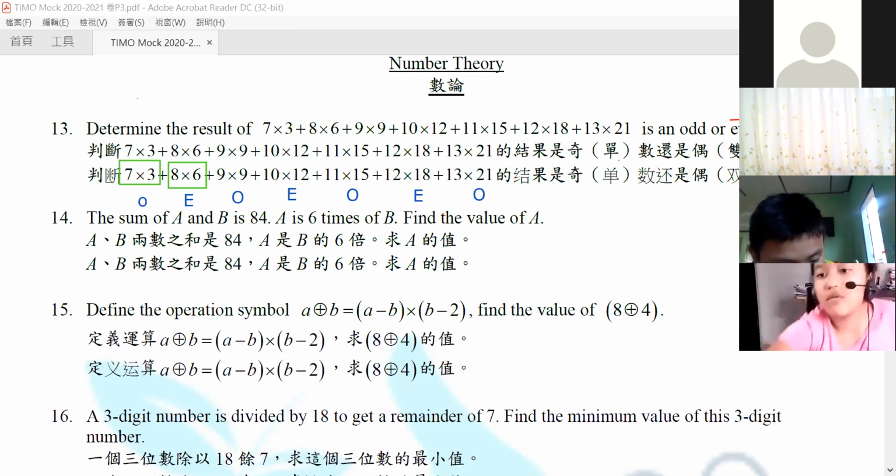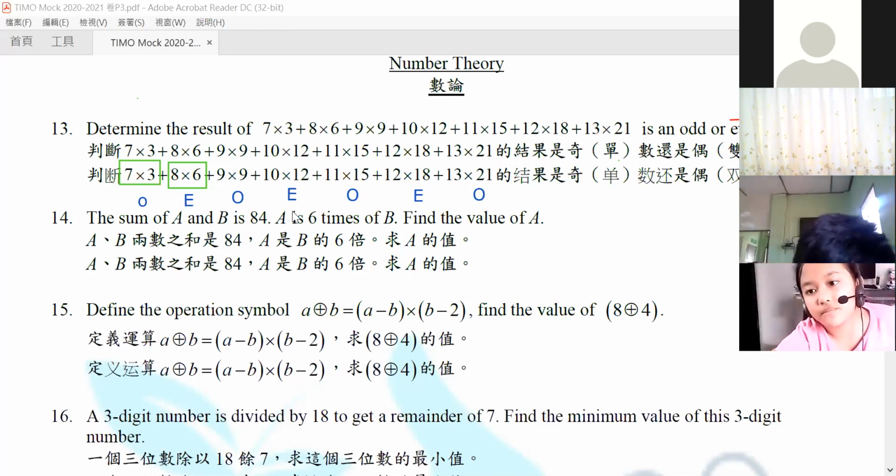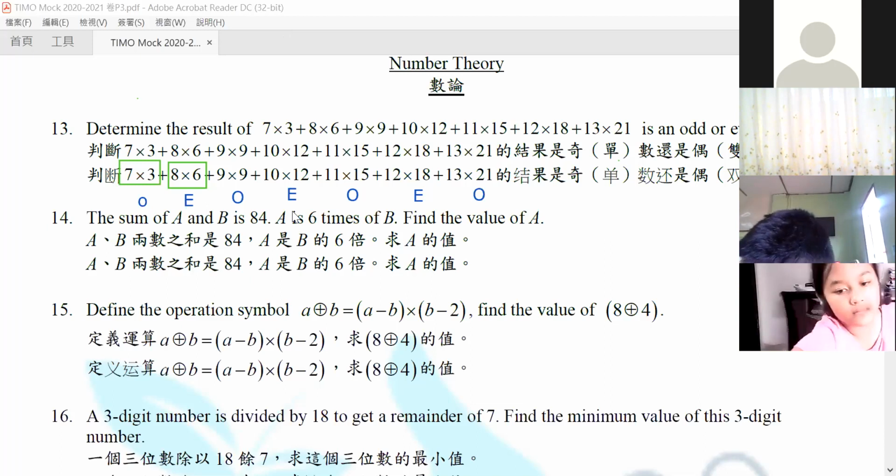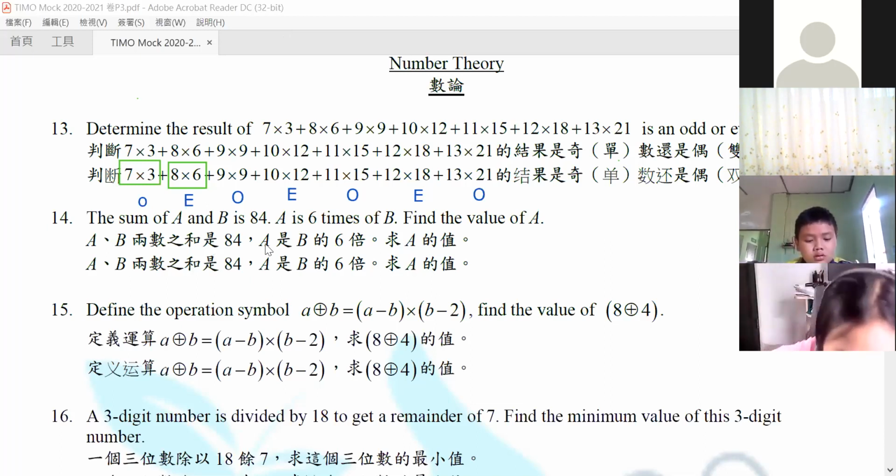All right. So now let's look at 14. The sum of A and B is 84, and A is 6 times B.